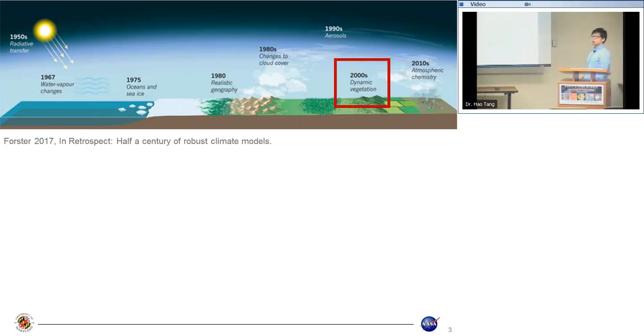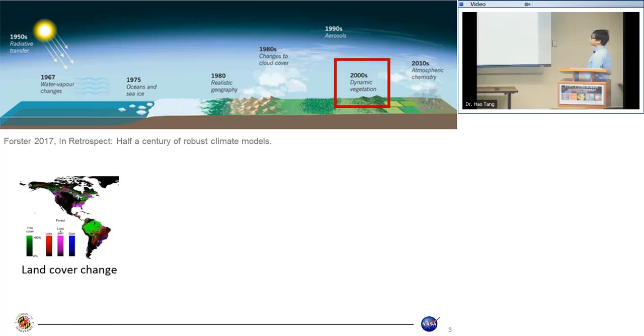So vegetation structure, what are we really talking about? Let's look back at the past decades of development of climate models. Initially, it was just atmosphere and the ocean. And then we had land, with more realistic geography and changes of clouds. And it's not until the 2000s that we have the concept of dynamics of vegetation. So what do we do with that?